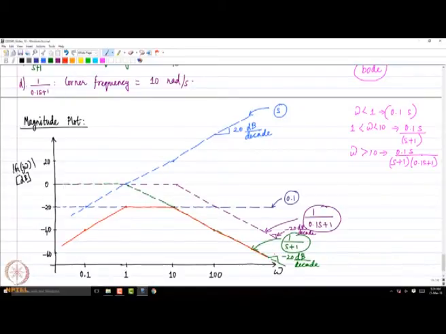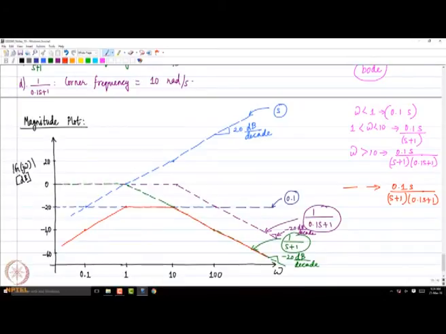The red solid line is for this entire transfer function, the magnitude plot of the entire transfer function. Is it clear what I did? I just redrew the green line so that it is to scale. Obviously the high frequency asymptotes of 1 by s plus 1 and 1 divided by 0.1 s plus 1 should be parallel, because their slopes are the same. That is why I just redrew it to scale.